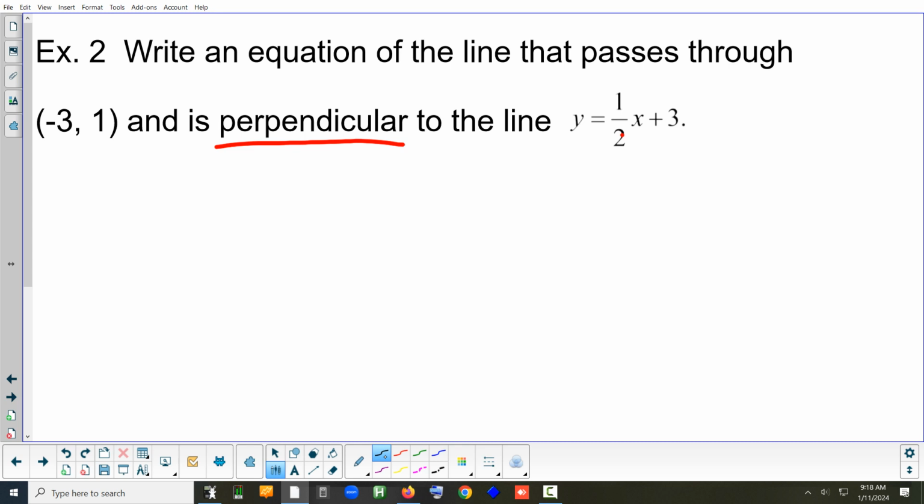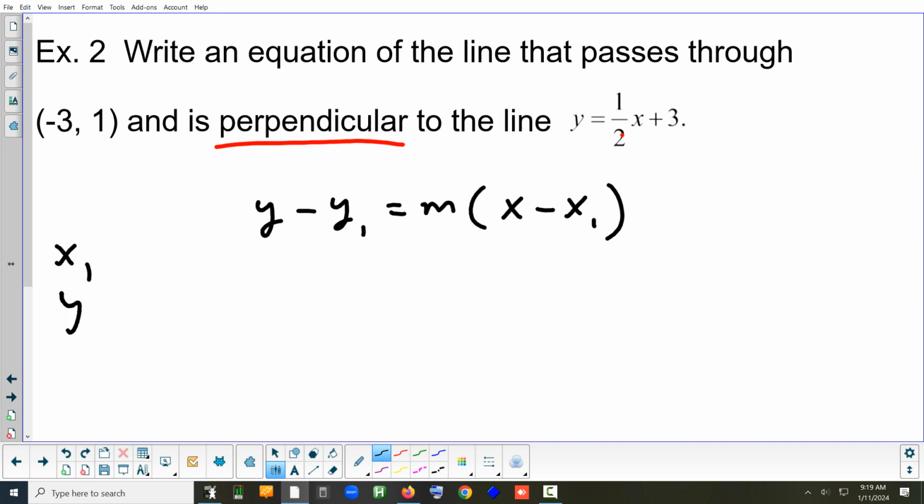So let's start with the formula. What's the formula that we're going to plug everything into? y minus y1 equals m times the quantity x minus x1. Yep. So that's what we're going to plug everything into. So off to the side, I'm going to write down what the 3 things are we need.